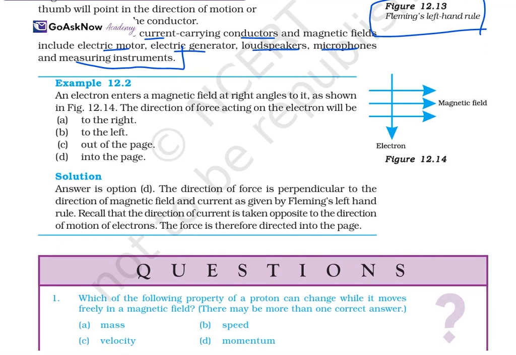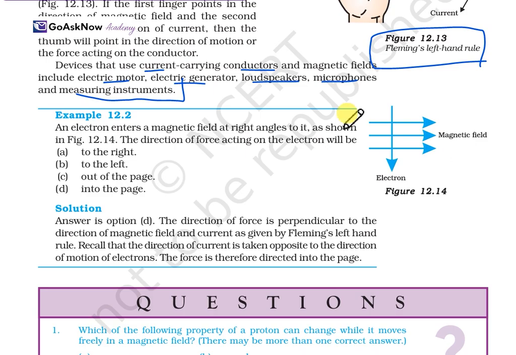Now we have one example. An electron enters the magnetic field at right angles to it, as shown here in this diagram. This is the electron and the magnetic field. So the direction of the force on the electron will be to the right, to the left, or into the page. Firstly, we see that the direction of the force is perpendicular to the direction of the magnetic field, so it will be like this.